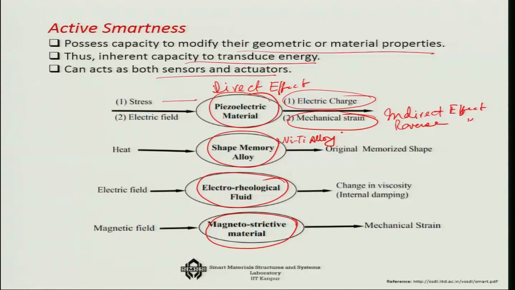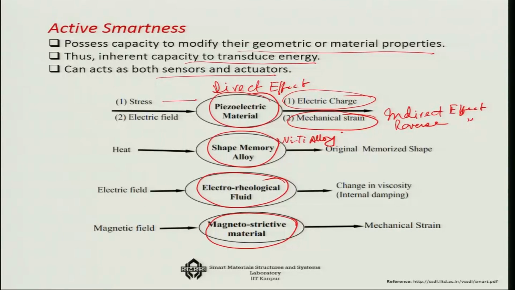Not only that, in many cases, if you actually reduce the temperature, you are going to get back to the original memorized shape. So there are actually two types of these effects I later on discuss. One is called two-way shape memory, another is called one-way shape memory. In two-way, it memorizes both the high temperature as well as the low temperature shape, but in one-way it memorizes only one, that is the original shape at high temperature.